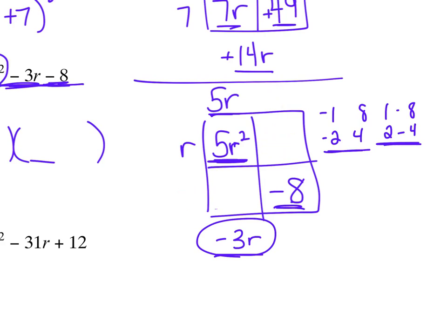So now I'm going to go to the 1 and the 8. So I'm going to try 1 and 8. I should pick it strategically so that it works this time so we don't have to go through this again. So 5r times 1 is 5r, and r times 8 is 8r. Now look at these. Their difference is 3. So if I make the bigger one, 8, negative, these two are going to add to a negative 3r.